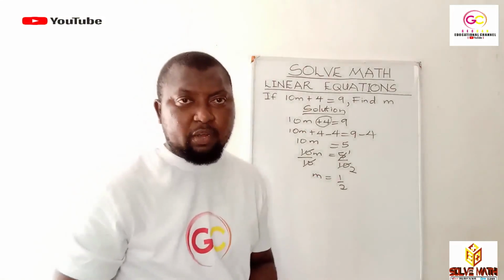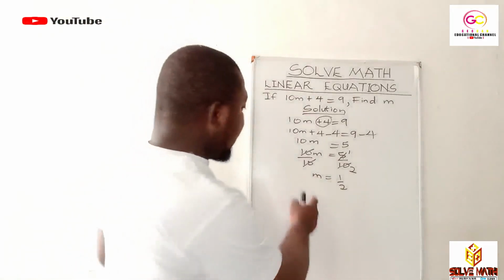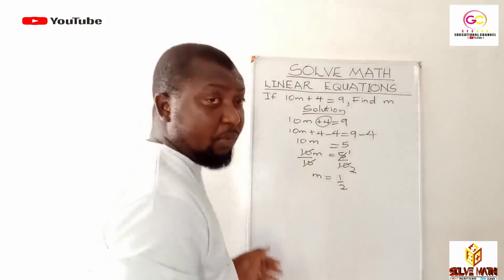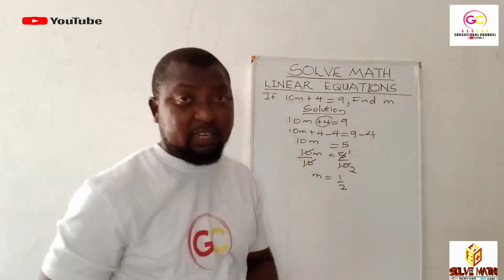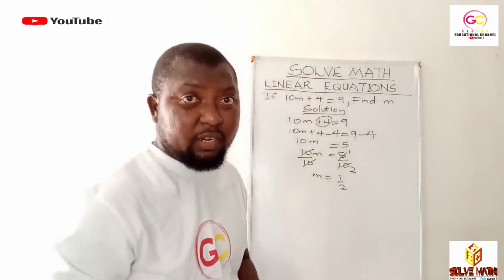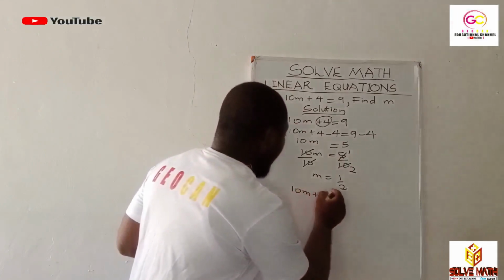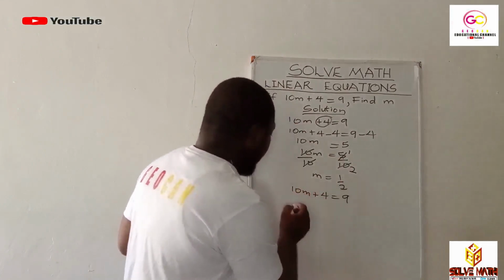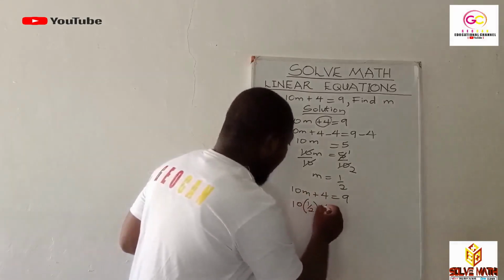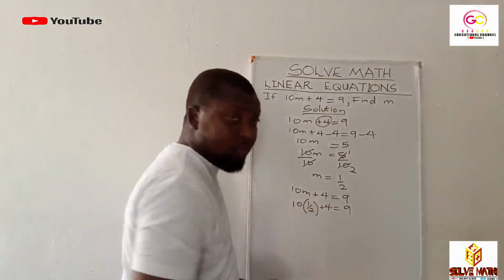Now, how do you check your answer? Go to the equation you were given. Anywhere you see m, fix 1 over 2 there. And if the right-hand side is equal to the left-hand side, then you are good to go. So let's do that with attention and with precision. So we have 10m plus 4 is equal to 9. So 10 into bracket, m is half, plus your 4 is equal to 9, right?